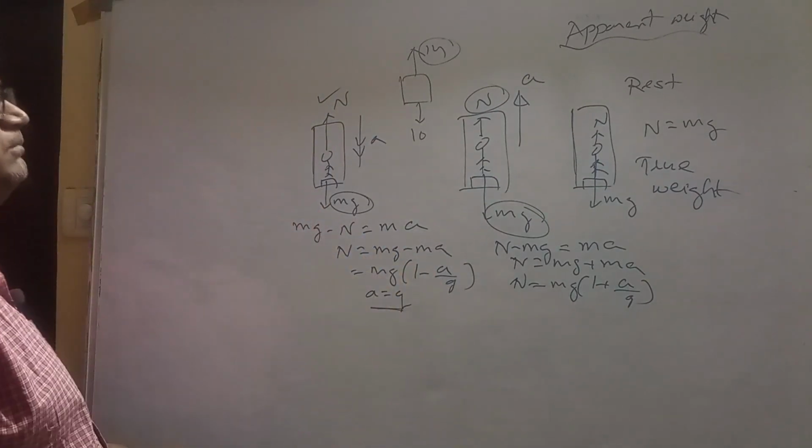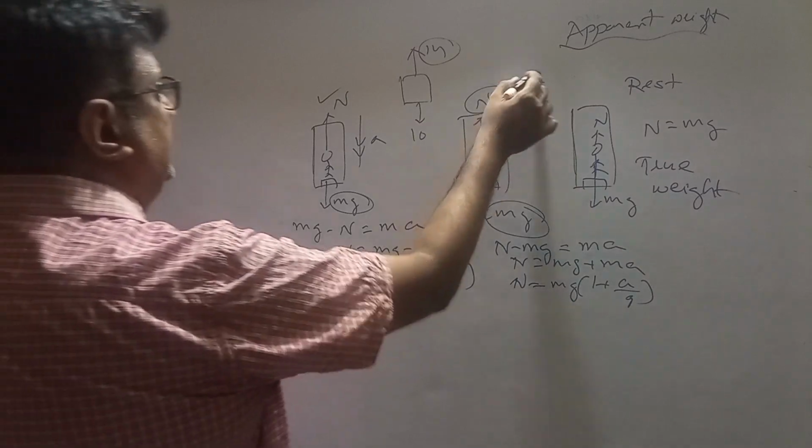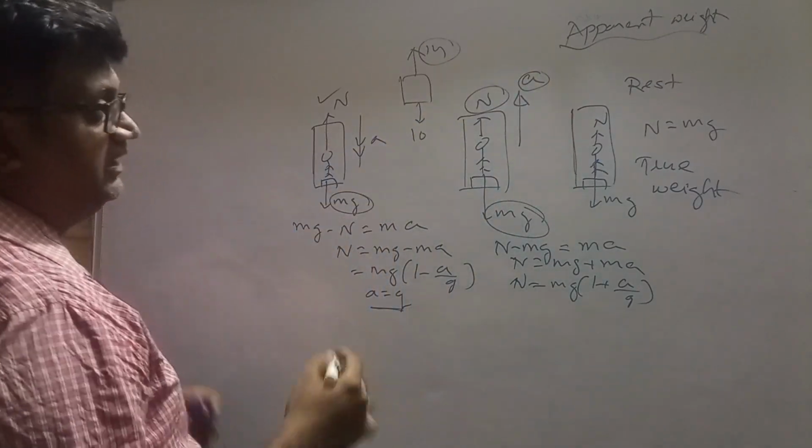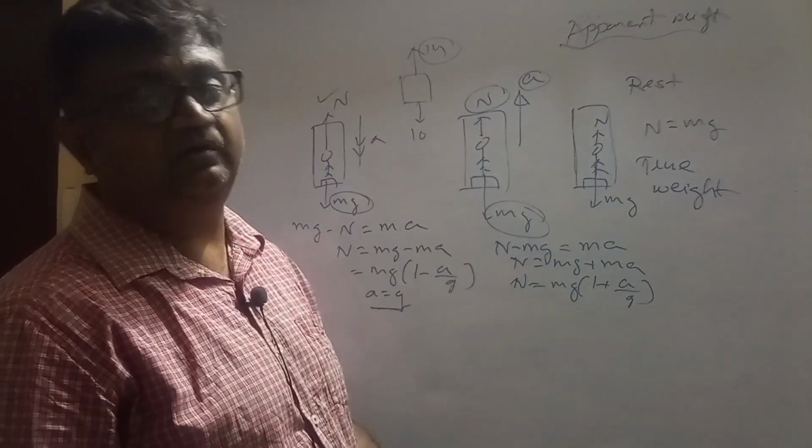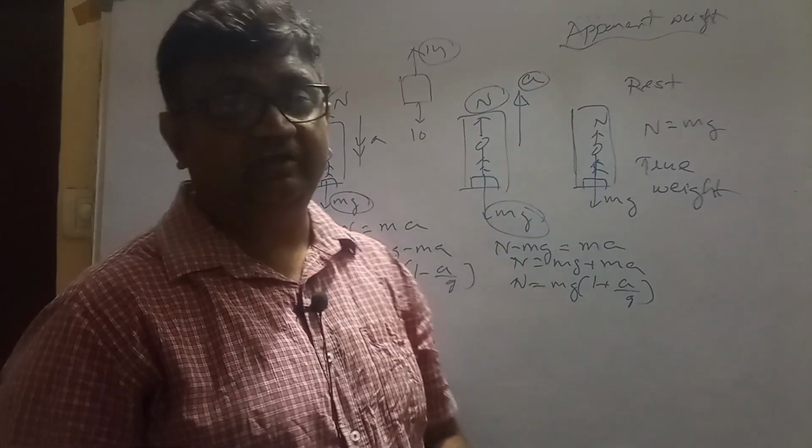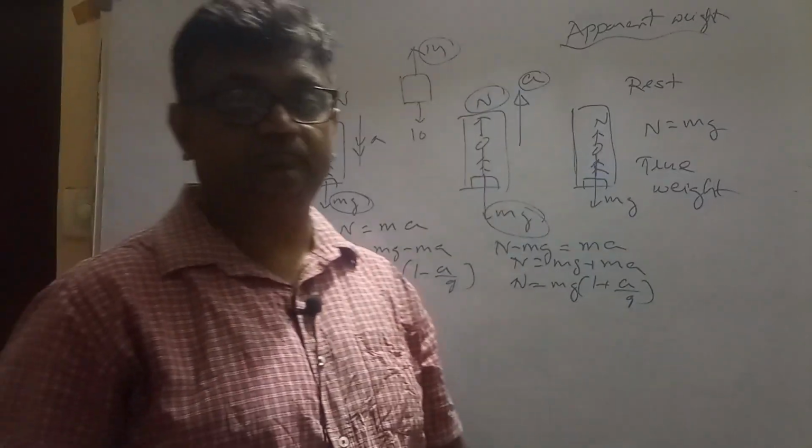In this, I want to tell a very important point, that when the lift is accelerating only, you have to use these formulas. If the lift is going with constant speed, the concept of apparent weight is not applicable. Okay?